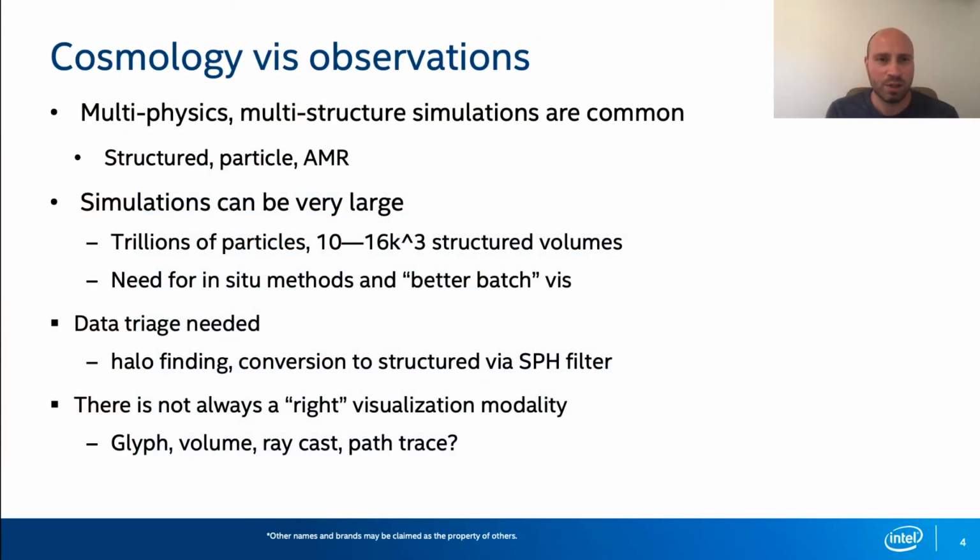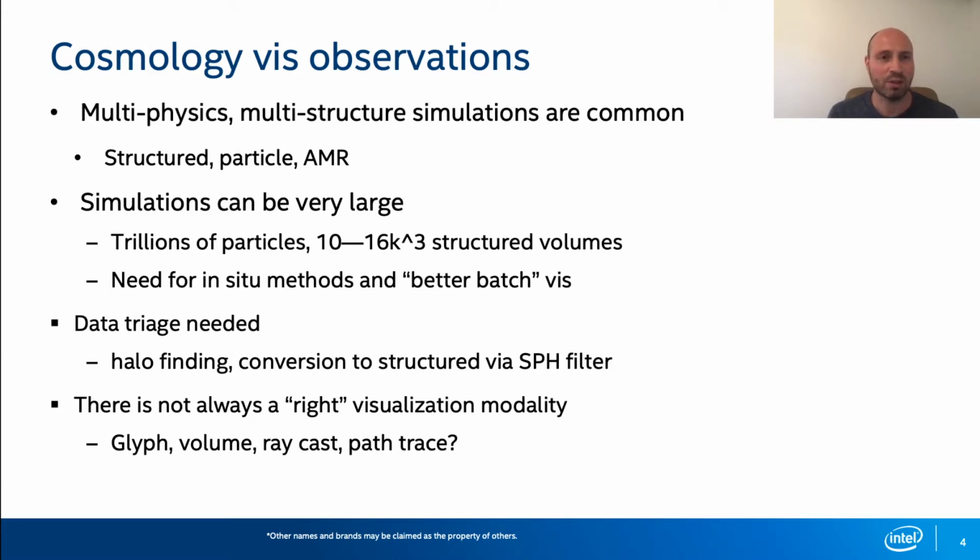Now to discuss Cosmology Viz. When we've seen cosmology visualization problems in the past, we've noticed that they tend to be different from a lot of other viz in some ways. First of all, they tend to have a lot of multi-physics and multi-structure data. So for example, in one cosmology simulation, you can have structured data alongside particle data. You can have adaptive mesh refinement data alongside both of them. So there's not really a one-size-fits-all type of data that you want to render.